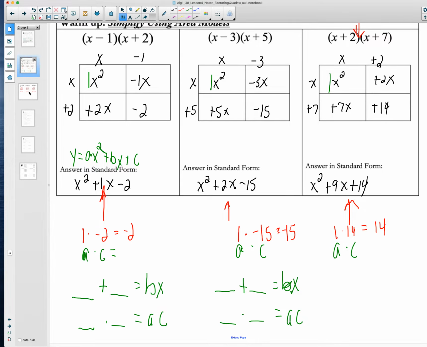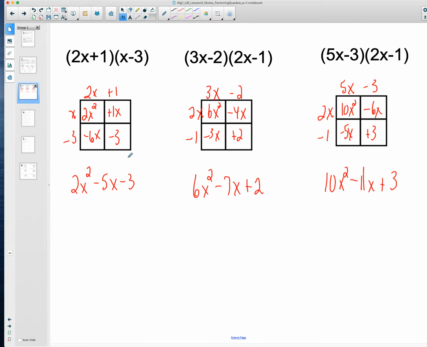Now, to help illustrate this, I have three problems. These are not in your notes. This is just for you to process with me right now as we move through the problems. What I wanted you to see is that this pattern continues even when a is not 1. That's going to be the focus of the next lesson, but I wanted you to see that it still continues. So notice, a times c is negative 6. And our b term is negative 5x.